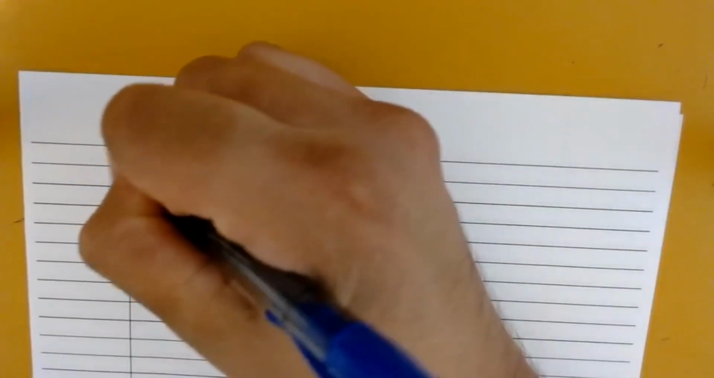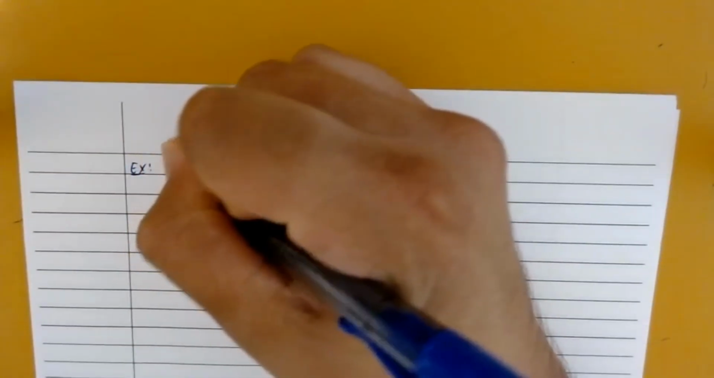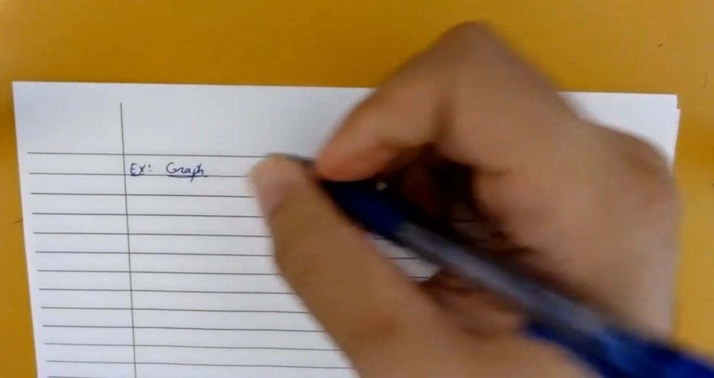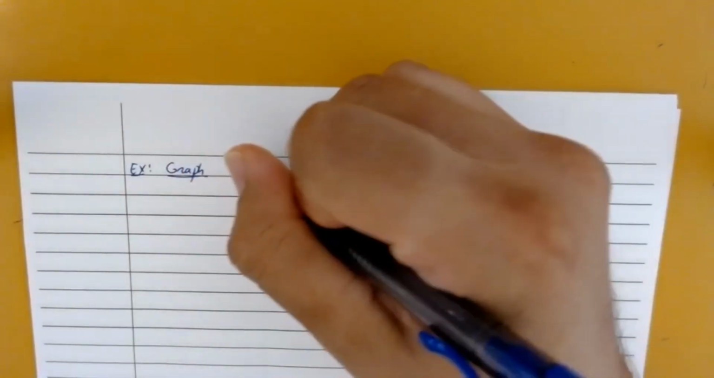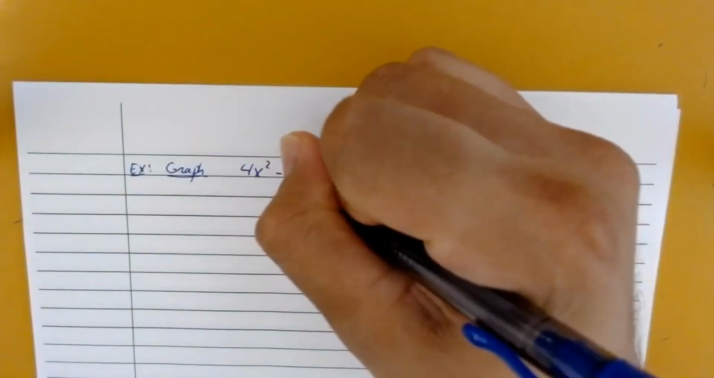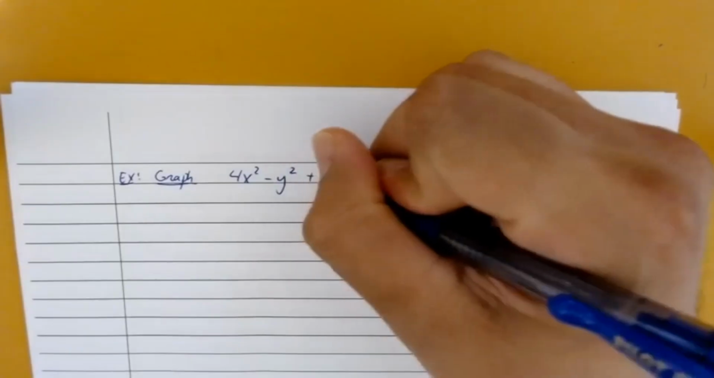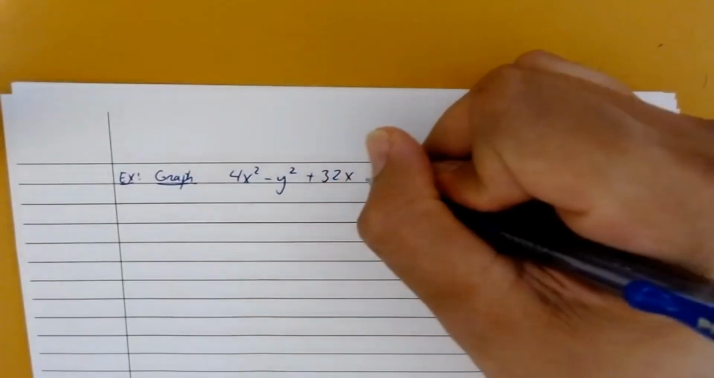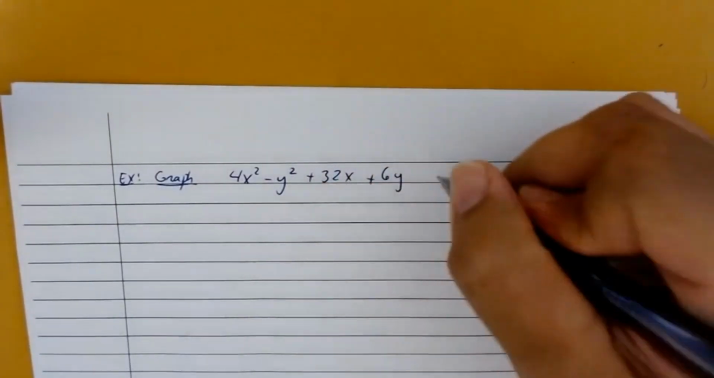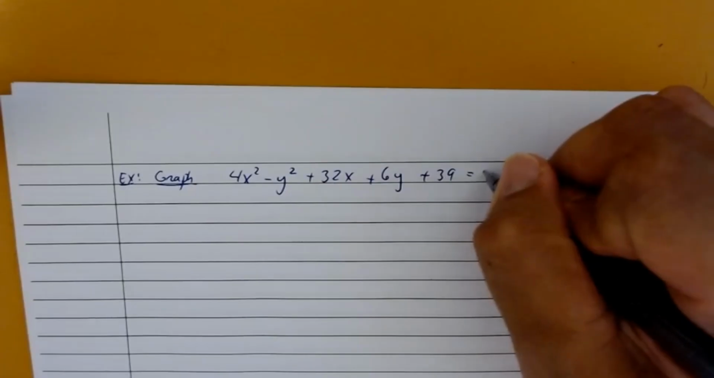Note that sometimes you will have to complete the square first. Just like with an ellipse, you may have to complete the square in your terms to give your hyperbola in a form where you can easily identify its components, the A, the B, and the C. So for our next example, let's graph 4x squared minus y squared plus 32x plus 6y plus 39 equals 0.